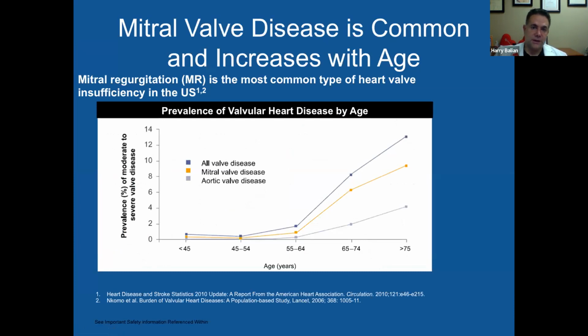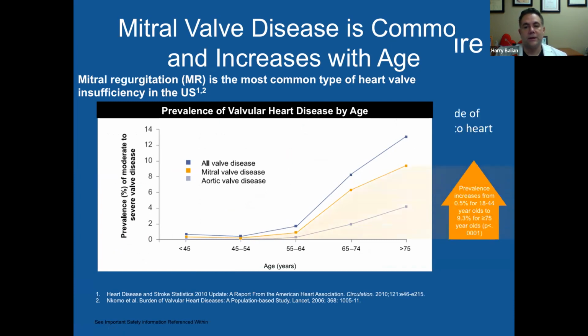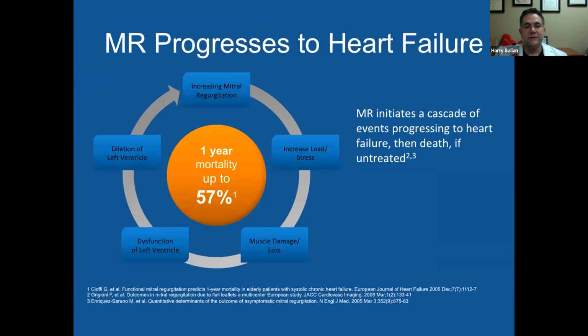It's important to note that patients, as they get older, their valves degenerate. It's just like any other part of the body. And patients in their 70s and above have a higher chance of having all kinds of valve disease, especially MR and aortic valve disease. So the MR progresses eventually to heart failure. That's why it's important to recognize this and treat it early rather than letting the heart enlarge and fail, where a patient becomes a cardiac cripple and inoperable.